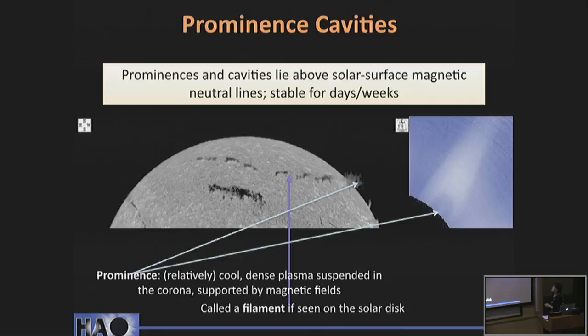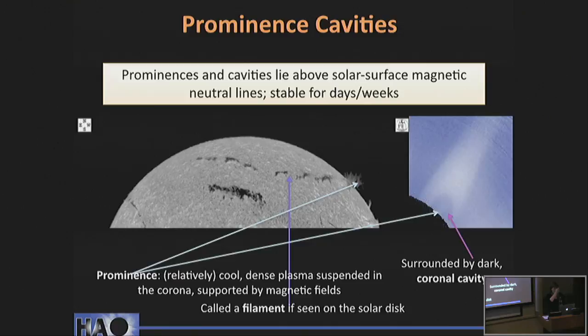And when we see the region above it, and this is a coronagraph observation, so this is what you would see if you were looking at an eclipse in white light, you see this dark void that goes up and around the prominence, and that is the cavity. Now, these cavities are stable structures. We see the structure like this for days and days, even weeks. We can see it rotate around and come back on the other side of the sun. The sun rotates in 27 days.